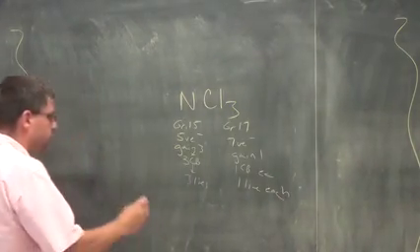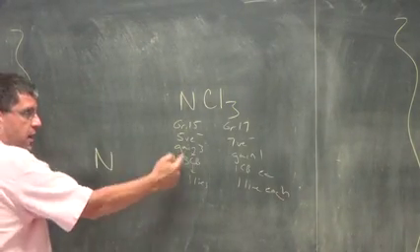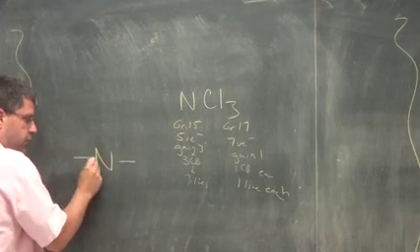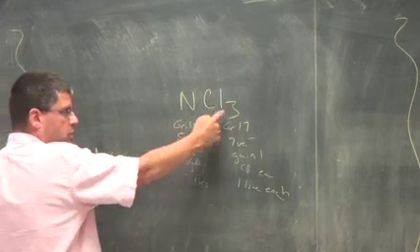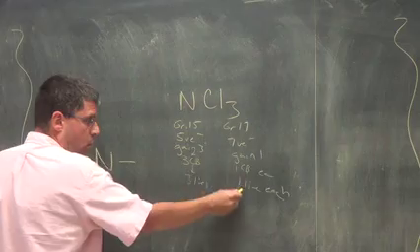So nitrogen goes in the center, right here. How many lines around nitrogen? 3. 1, 2, 3. How many chlorines we got? And they each need what? 1.